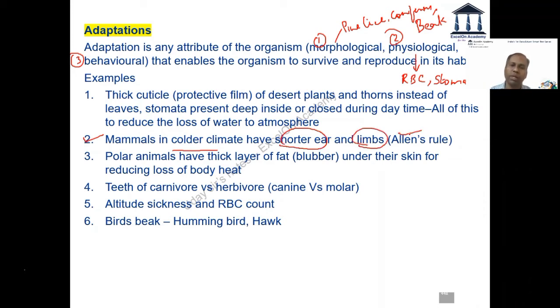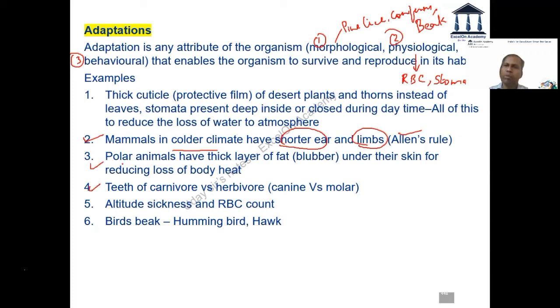So Allen's rule is nothing but mammals in colder climate will have shorter ears and limbs, because the lesser the surface area, the less is your exposure to the cold, and therefore the more you can survive. Okay, so blubber we have discussed.